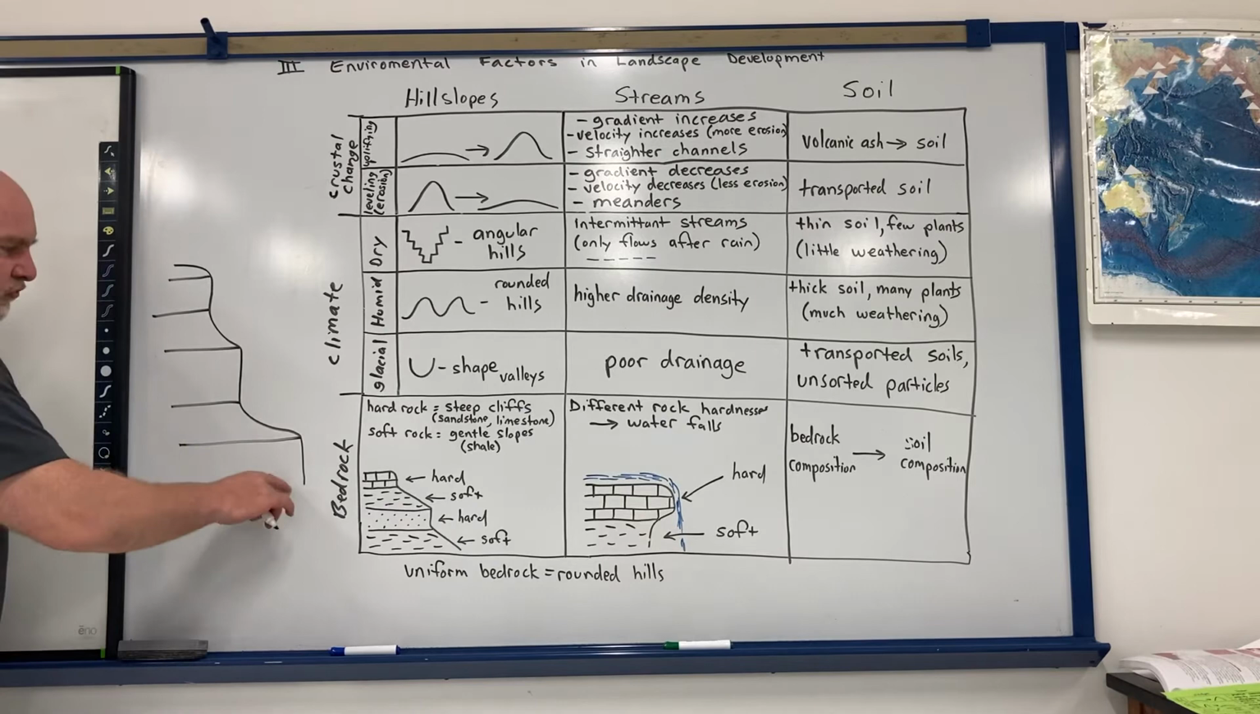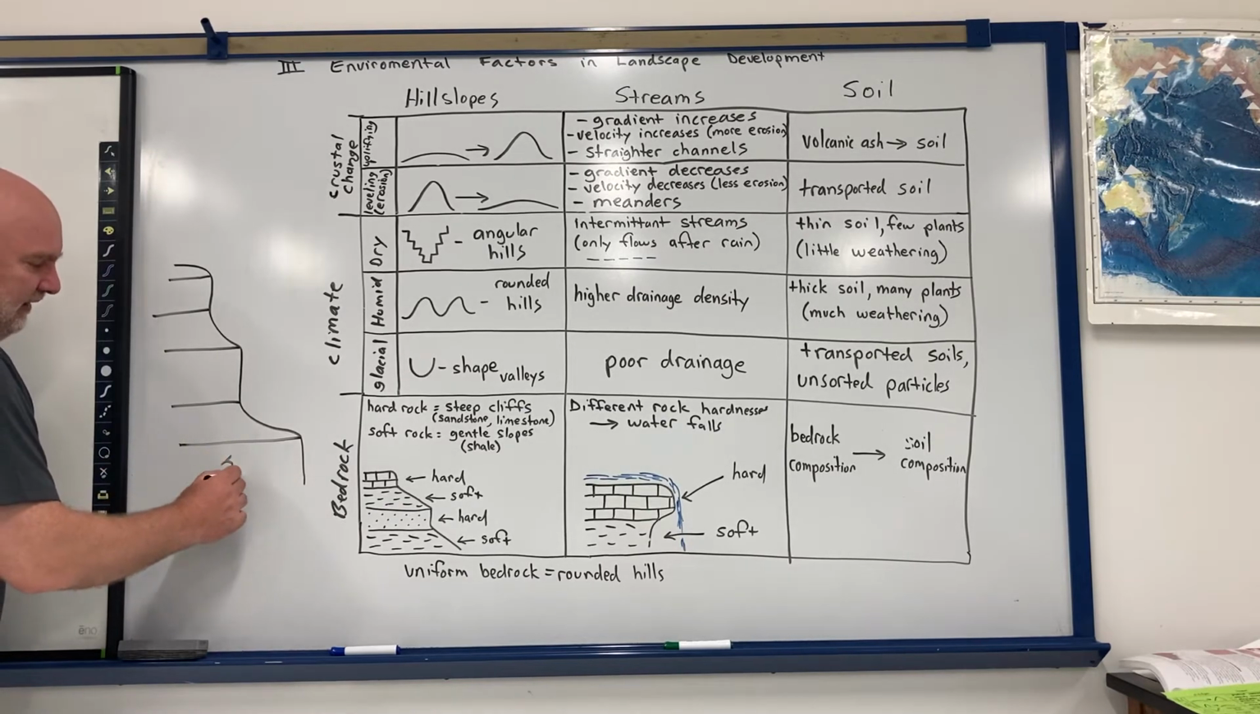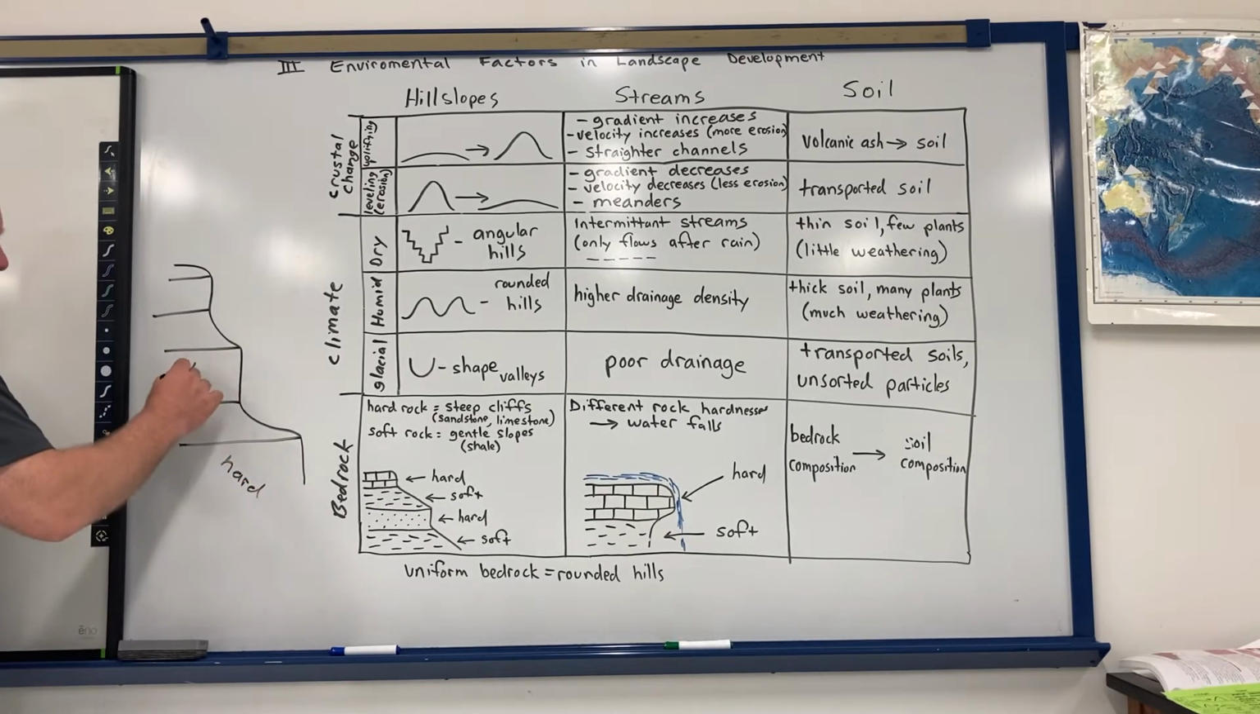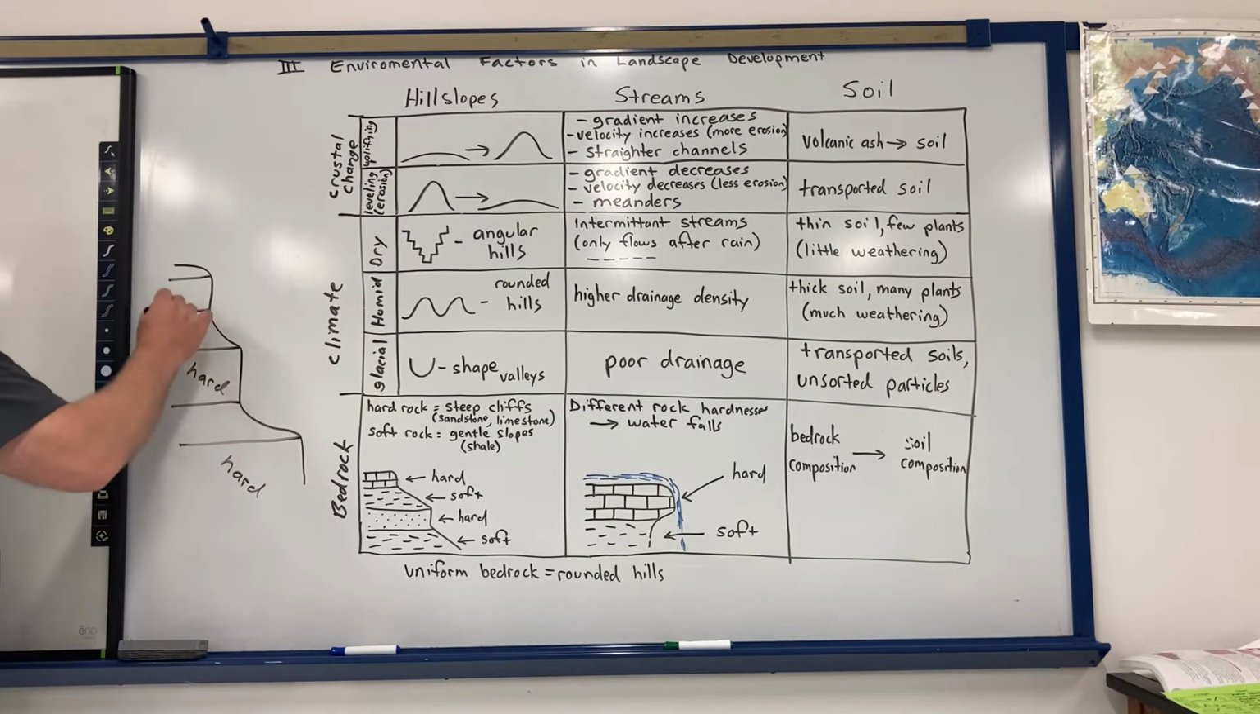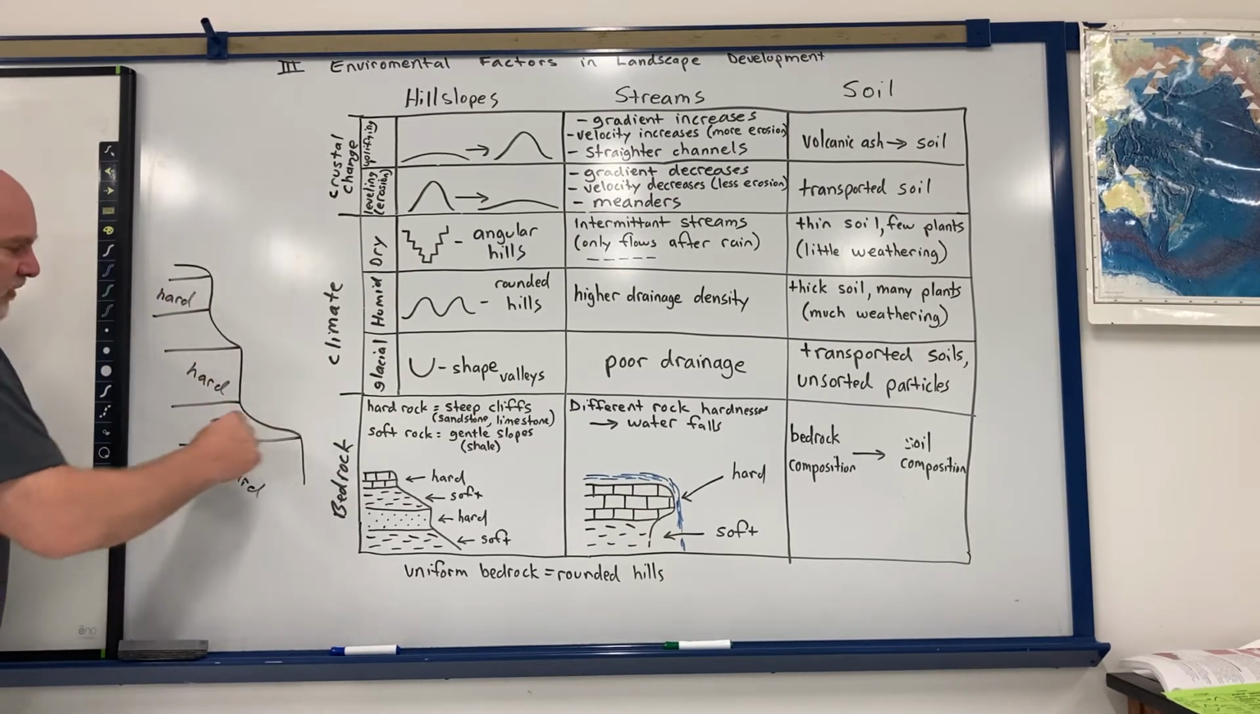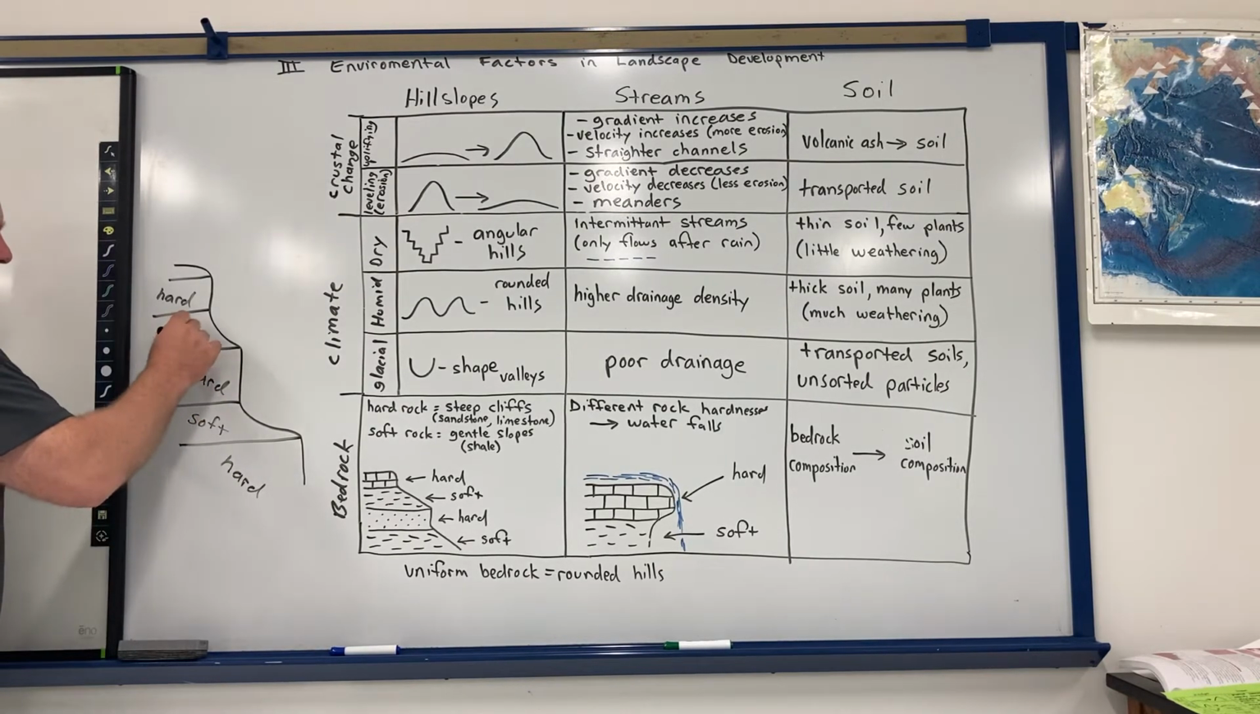Now, where it's straight up and down, that's going to be a rock layer that's relatively hard. And then where you have more of the gentle slope, that's going to be a rock layer that's soft.